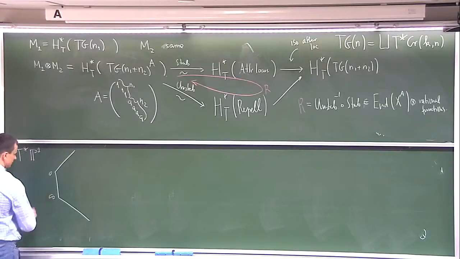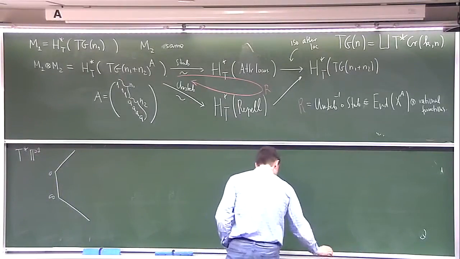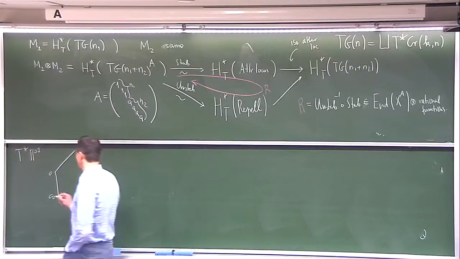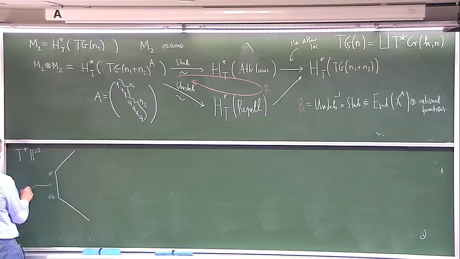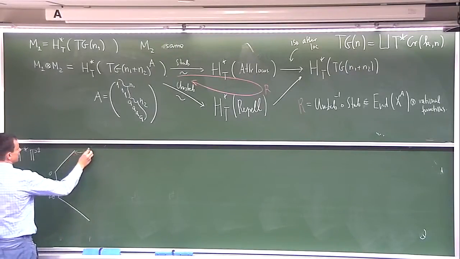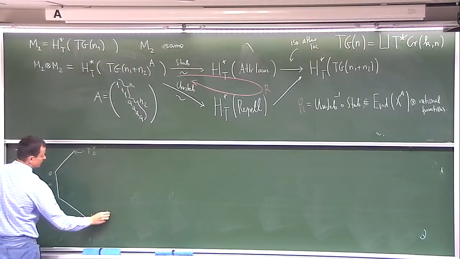So this really is a toric picture of T star P1. So this is P1 itself. This is the cotangent fiber at 0. And this is the cotangent fiber at infinity.